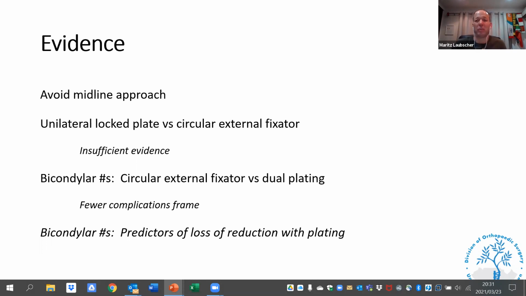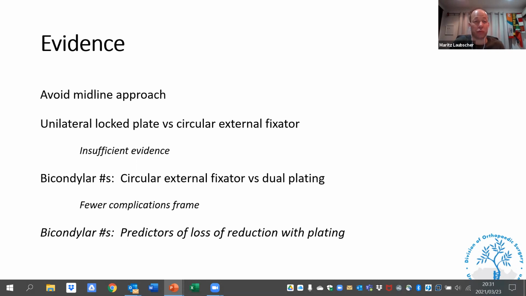Even recently in private practice, I received a referral of a case where the surgeon performed a large midline approach for dual condylar plating in the early stages, and needless to say, the whole anterior skin bridge, where the flap was developed, completely broke down, and I'm not sure we're going to salvage that. It looks like that patient's heading for an amputation. When it comes to unilateral locked plates with a circular external fixator, there's insufficient evidence to recommend one over the other. We'll talk a little bit more about that later.